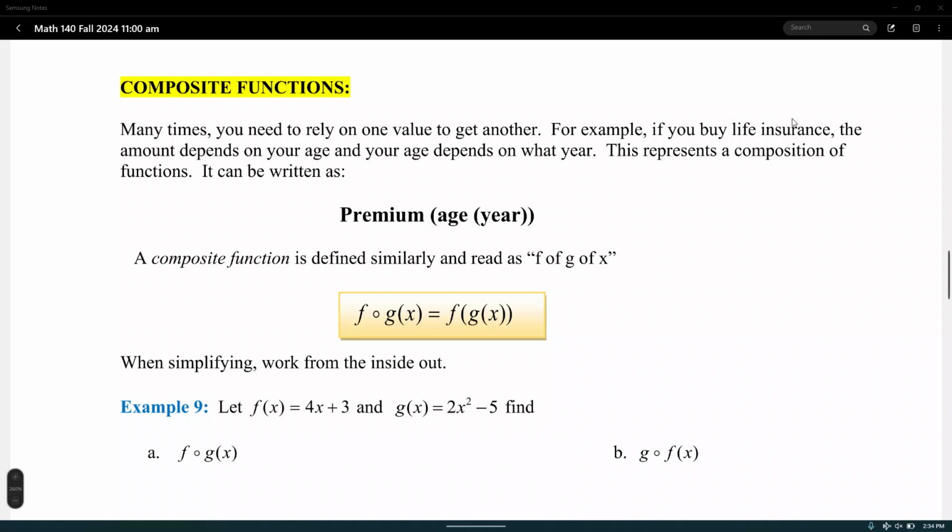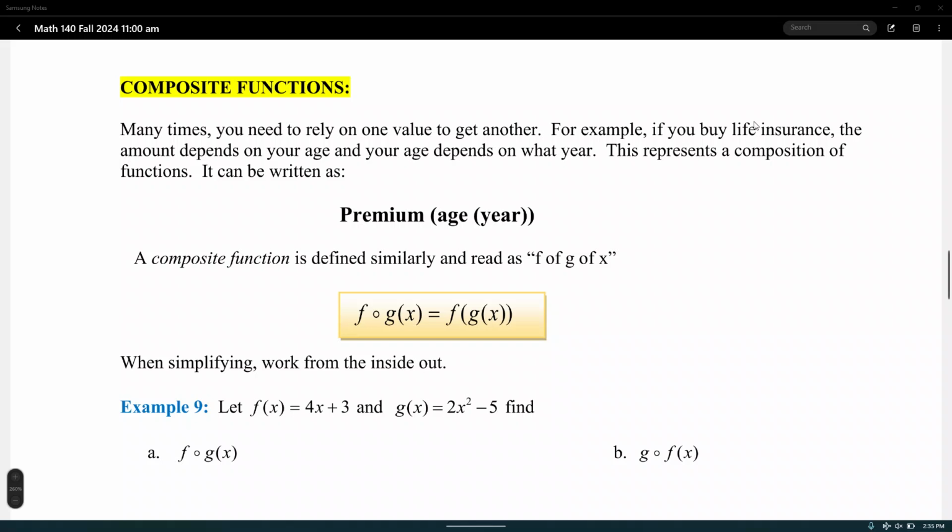All right, so we will finish section 1.8 on operations on functions with one more very important operation called composite functions. Oftentimes we need to rely on one value to get another value. That doesn't necessarily mean the relationship between the dependent variable and the independent variable.